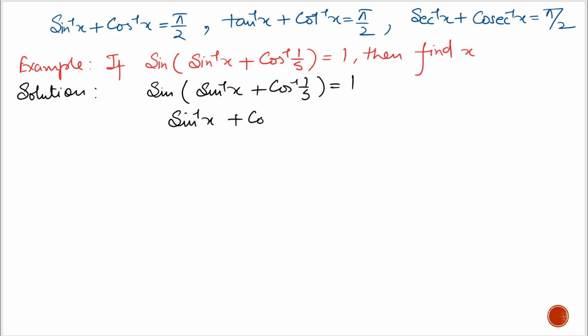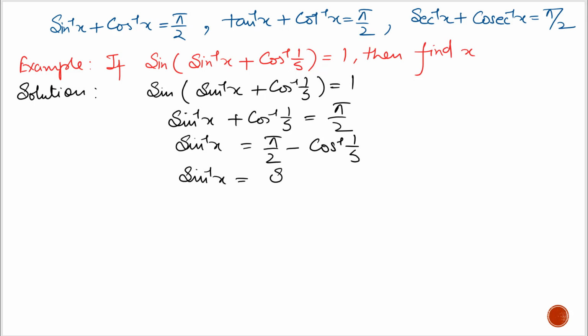And sin inverse x equals pi by 2 minus cos inverse 1 by 5. And pi by 2 minus cos inverse 1 by 5 equals sin inverse 1 by 5, because we know that sin inverse 1 by 5 plus cos inverse 1 by 5 equals pi by 2. Comparing both sides, we get x equals 1 by 5.